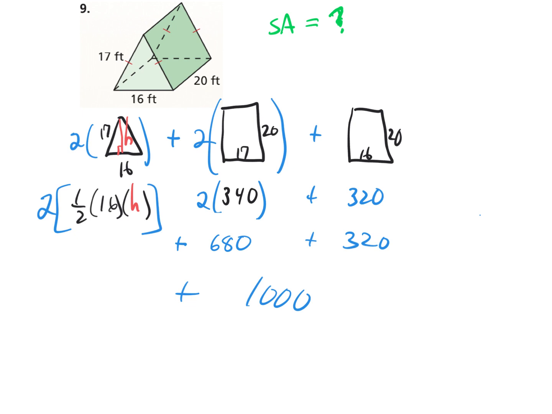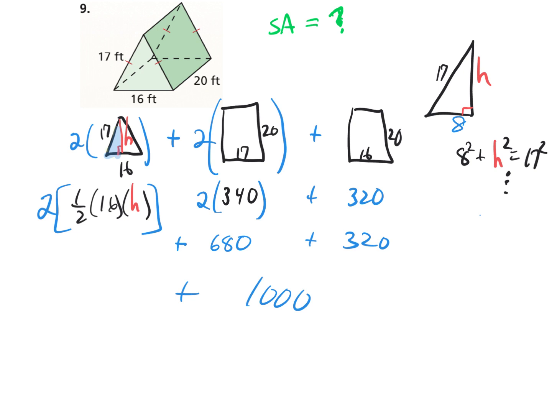Good old Pythagorean theorem with half of this triangle right here. That's a right triangle. Let's blow it up a little bit. So we need to know the height. We know that this side is 17. And for this blue right triangle, half of 16 is 8. This side is 8. So with Pythagorean theorem, we have 8 squared plus h squared is equal to 17 squared.